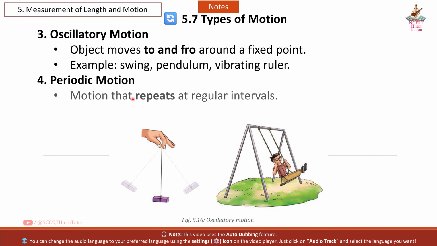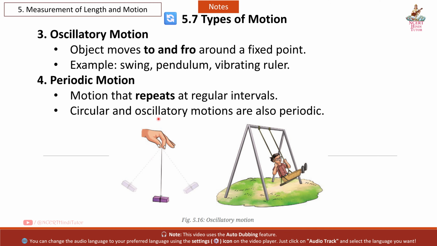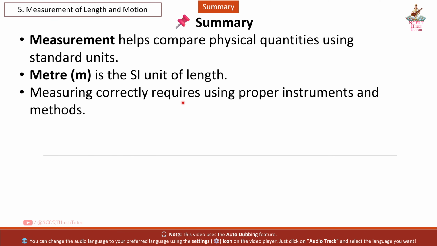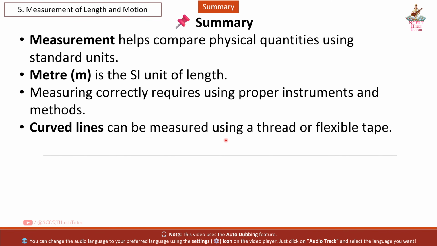Fourth, periodic motion. Motion that repeats at regular intervals. Circular and oscillatory motions are also periodic. Summary. Measurement helps compare physical quantities using standard units. Meter is the SI unit of length. Measuring correctly requires using proper instruments and methods. Curved lines can be measured using a thread or flexible tape.